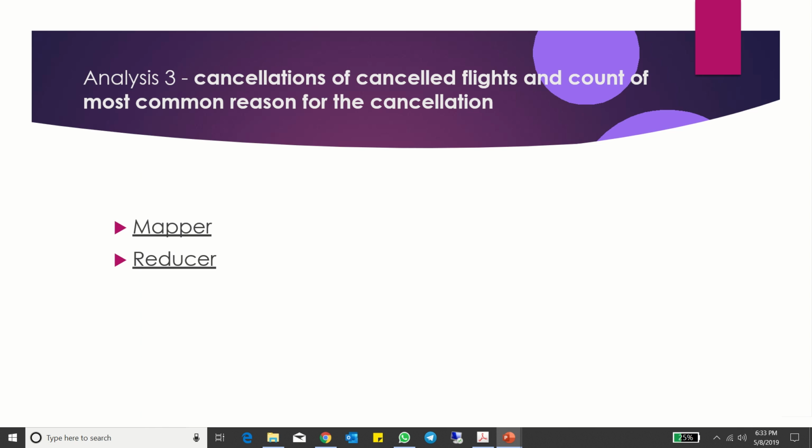Then we did analysis 3, that is to analyze the reasons for cancellations of cancelled flights in a year and find out the count of each categorized reason to figure out the most common reason for cancellation. It has a mapper and reducer. The mapper reads the data sets, splitting them to data nodes, after generating key value pairs where the key is the cancellation code from the data set and the value is equal to 1. The reducer adds the values of each key to get the total count of each key, hence writes the final count of each cancel code into the output file.